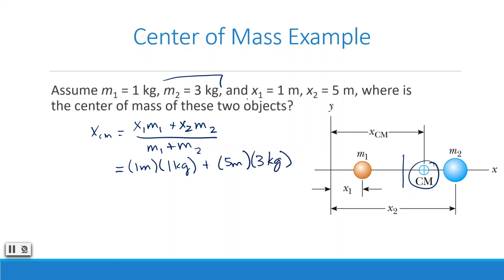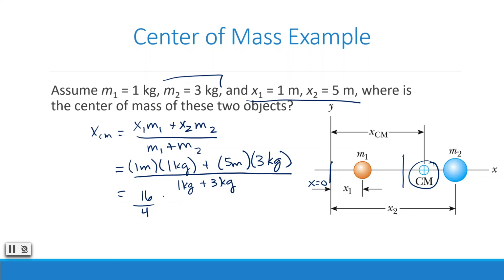Now remember that these values for X1 and X2 are being measured assuming that X equals 0 is where that axis ends. And then this is going to be over the total mass, which is going to be 1 kilogram plus 3 kilograms. So as always, please show your numbers substituted in. Do not shortcut your work. And then if we simplify this down, you end up with 1 plus 15, which is 16, divided by 4 on the bottom.